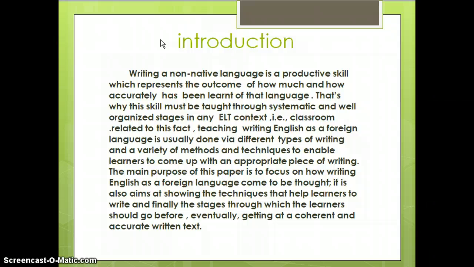The main purpose of this paper is to focus on how writing in English as a foreign language comes to be taught. It also aims at showing the techniques that help learners to write, and finally the stages through which the learners should go before eventually arriving at a coherent and accurate written text.